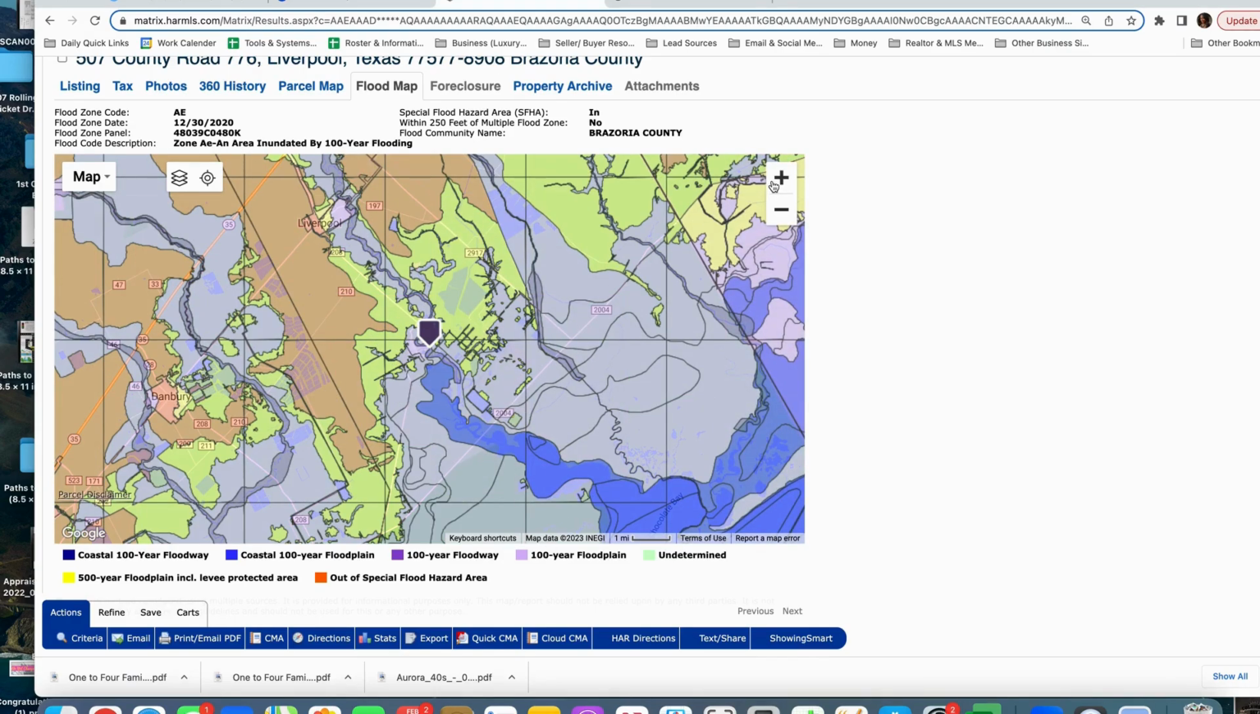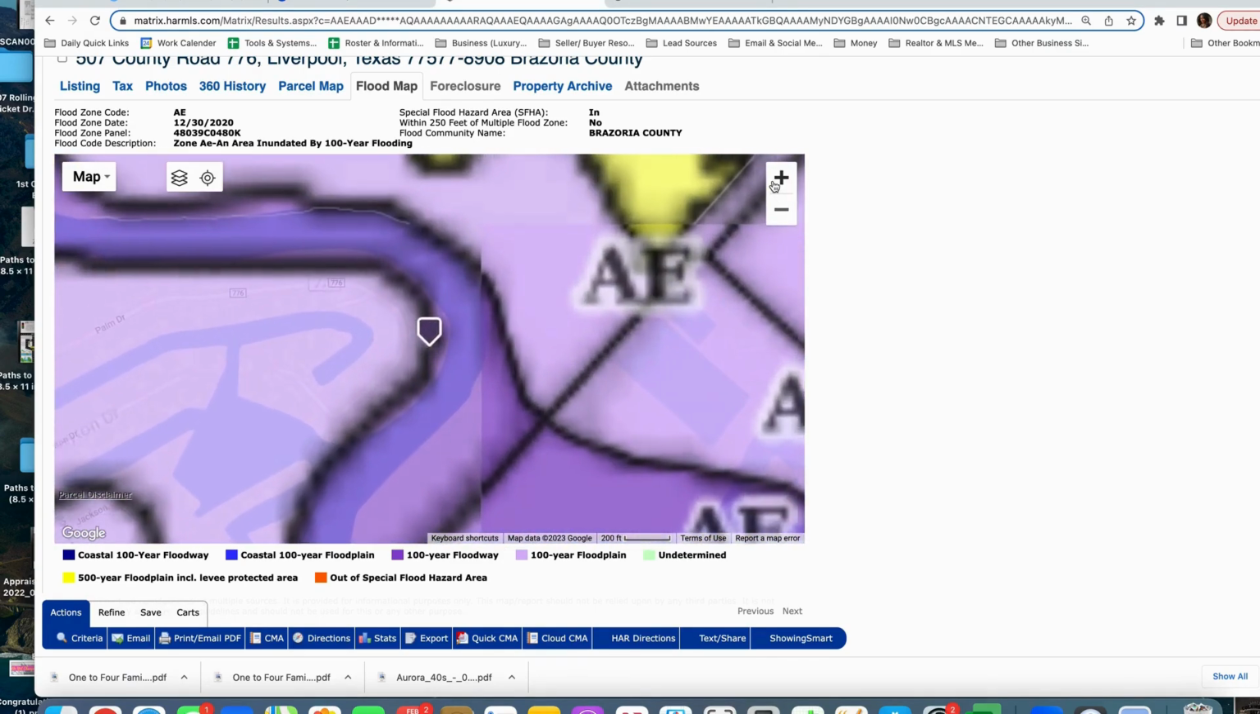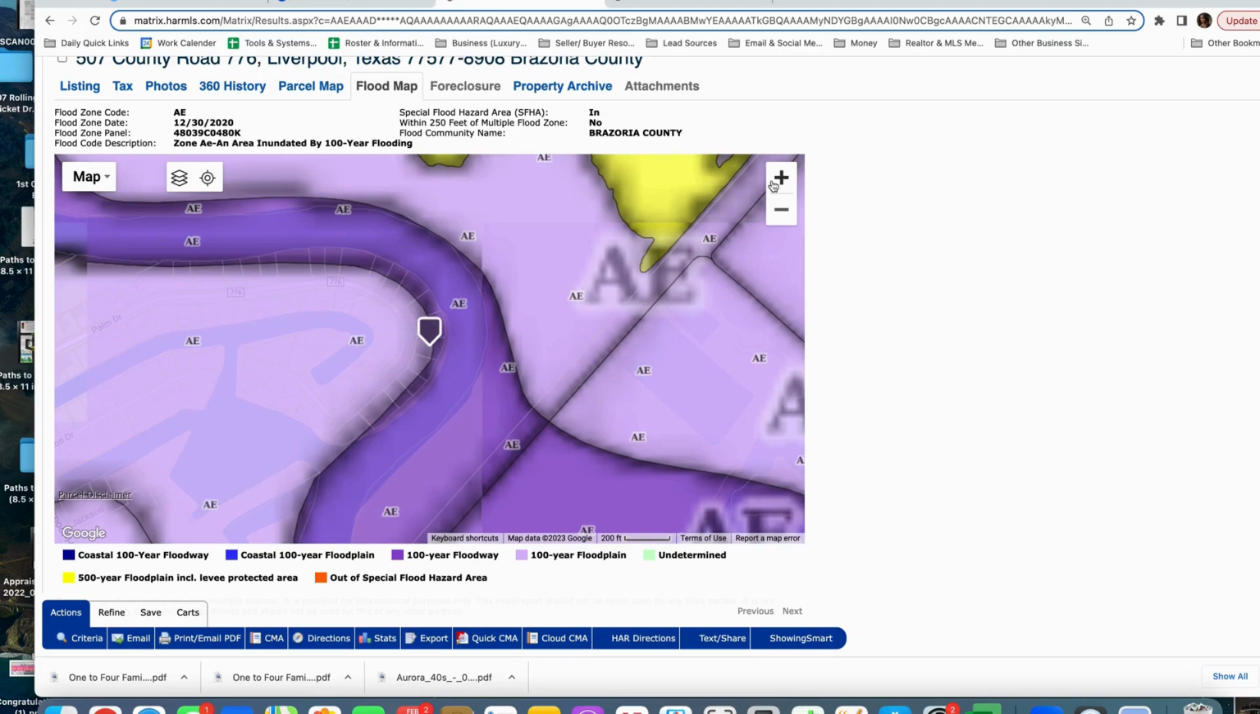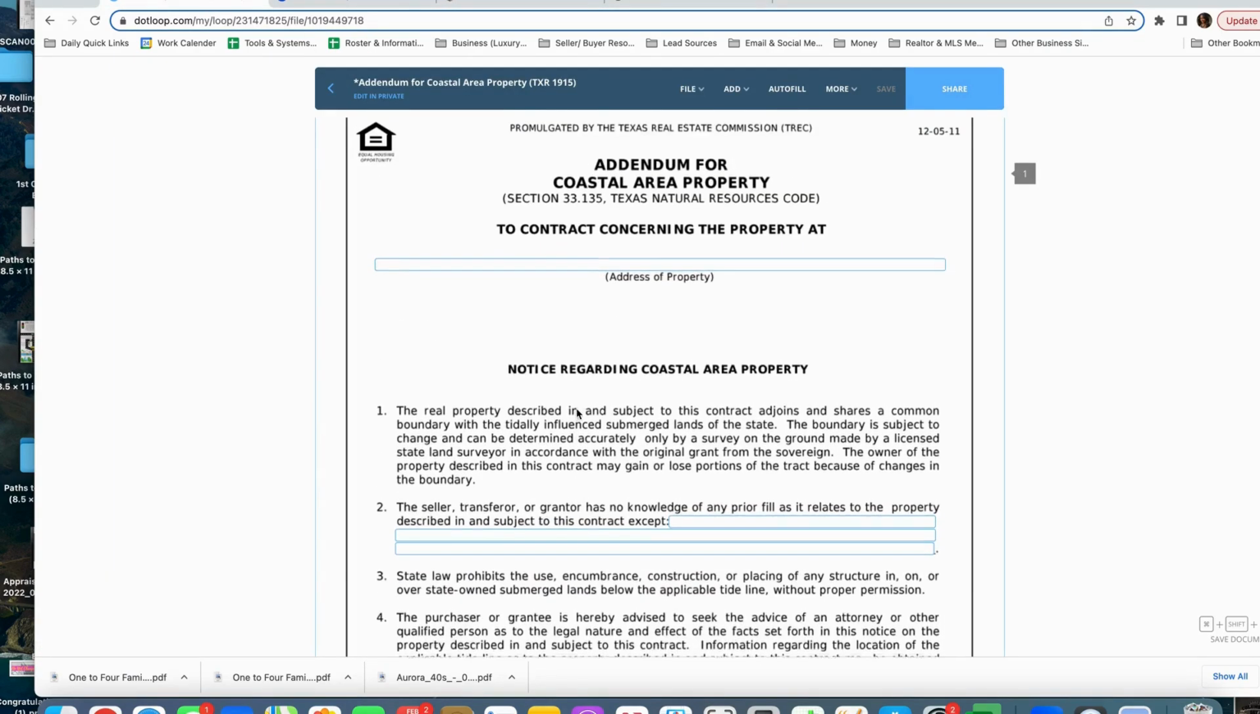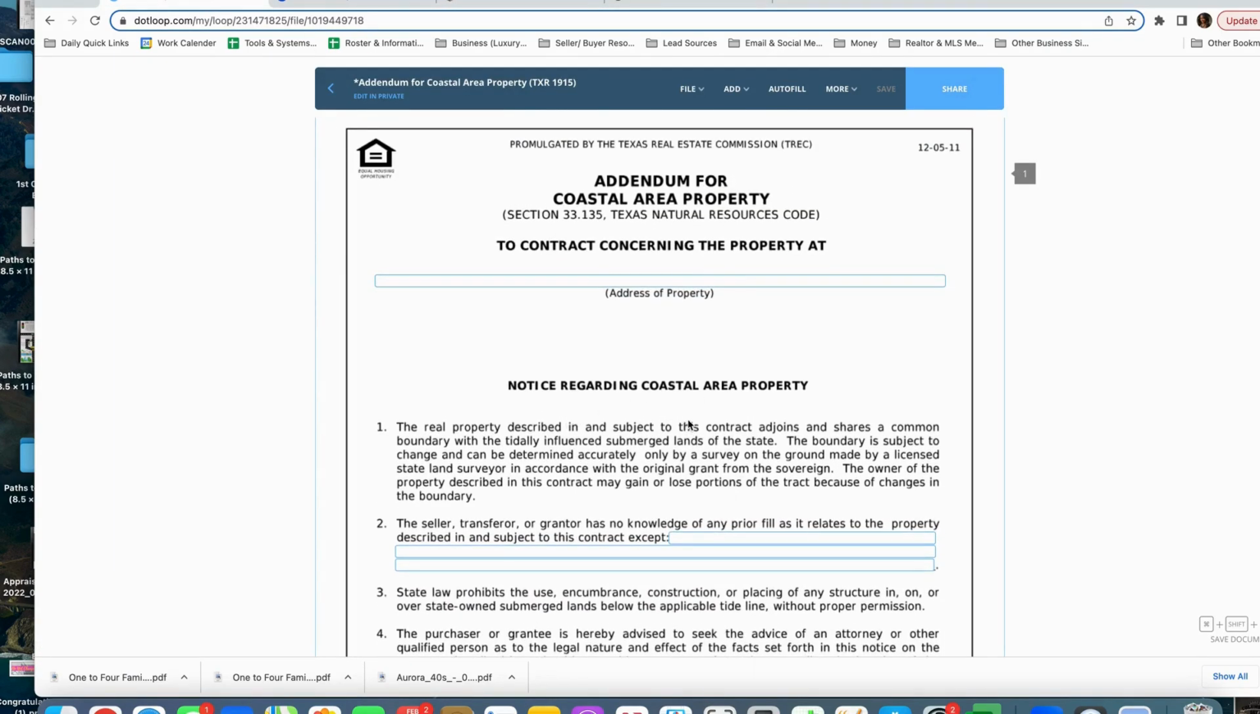But I would check with either a listing agent, or I would call my friend who is an insurance agent and give them that address to see what we're dealing with, okay? If you have any questions about this, please let me know. But it's pretty fairly simple.